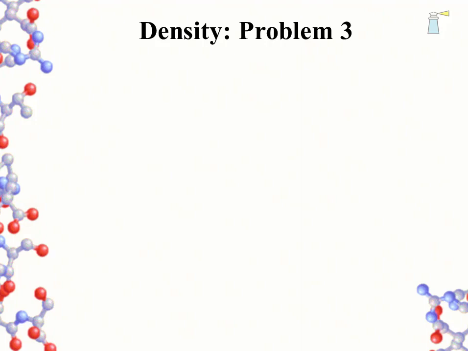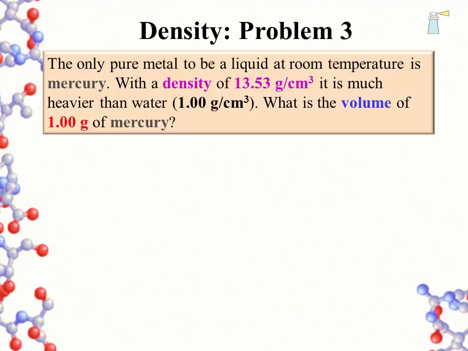Our final problem is: the only pure metal to be a liquid at room temperature is mercury, with a density of 13.53 grams per cubic centimeter. It is much heavier than water, which is only about 1 gram per cubic centimeter. What is the volume of 1.00 grams of mercury?